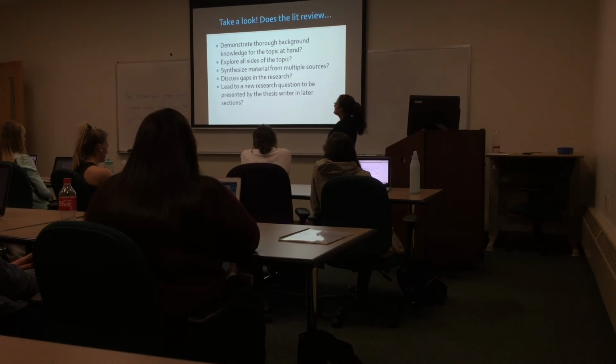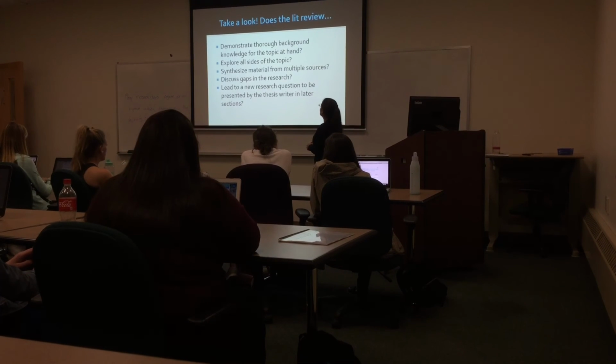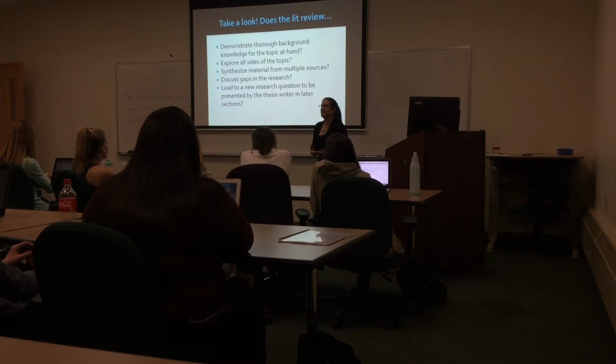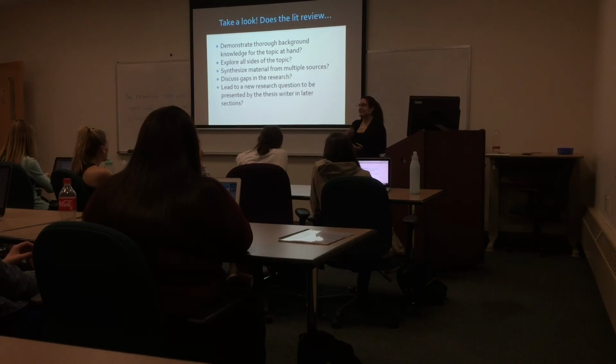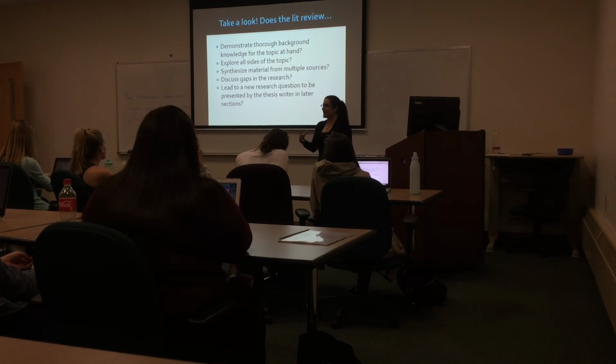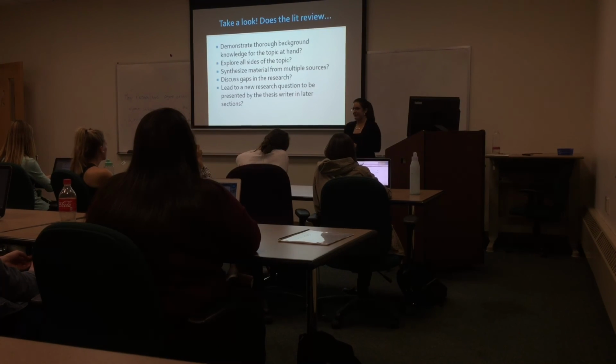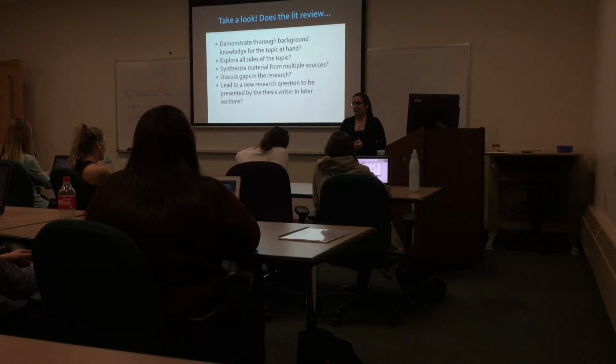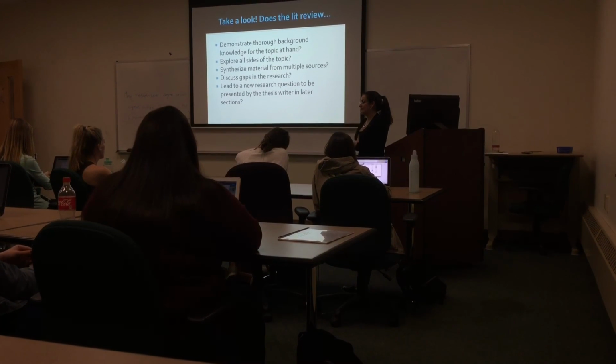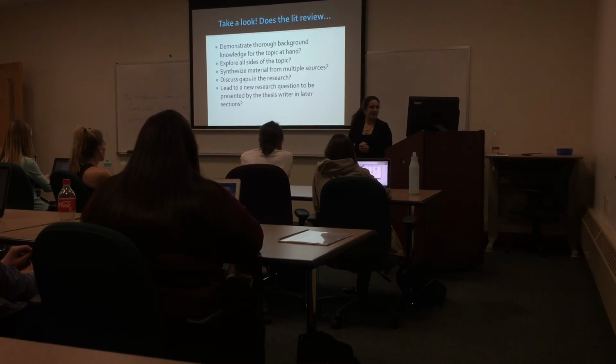So this is a little checklist we put together, the kinds of things that the lit review has to be able to do by the time you're finished with it, okay? So this is kind of after you finish the first draft, give it a read, make sure it does all of these things. It needs to demonstrate a thorough background knowledge of your topic, right, as we said before, comprehensive. Does it explore all sides so you don't appear to be biased? You have to acknowledge the other sides of the argument.